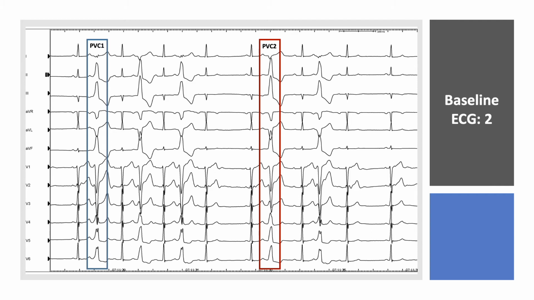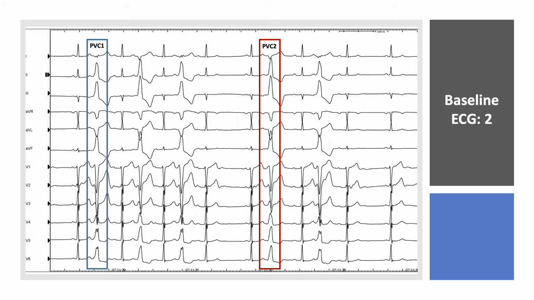The second important thing is that all the PVCs in this patient are interpolated. Interpolated PVC is a risk factor for tachycardia-induced cardiomyopathy compared to the PVCs with a compensatory pause after the PVC.